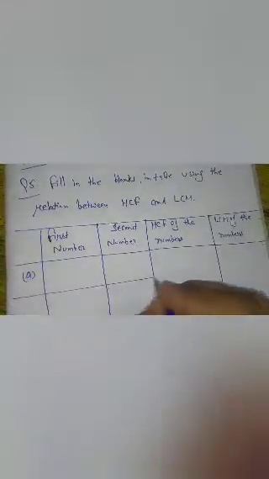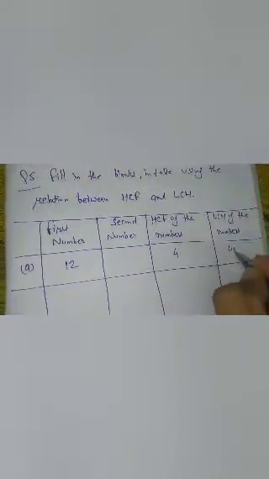A part. In A part, the numbers given are 12, 4 and 48, and one is blank. In B part, 15, 20, 5, then blank. Then C part, blank, then 14, 7 and 42. And in D part, 9, 15, then blank and 45. So look students, how can we solve it in the next page?